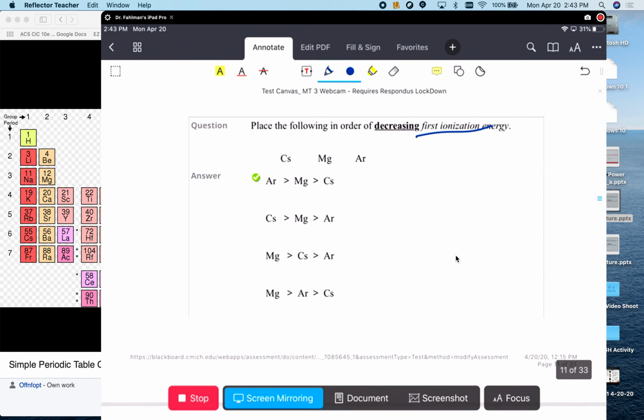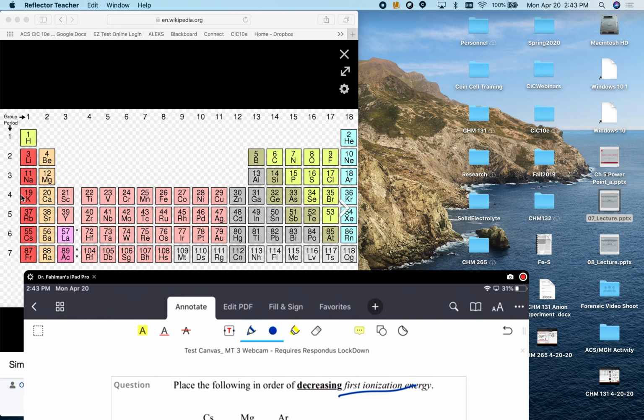Decreasing first ionization energy. The trend here is it will go up as you go left to right. So anything with a noble gas is going to be the highest ionization energy. Just looking at this, you could tell right away that that's got to be correct. It's going to be bigger than anything.